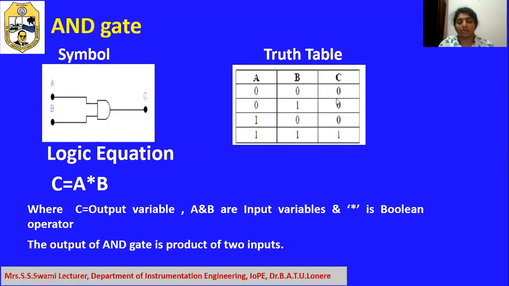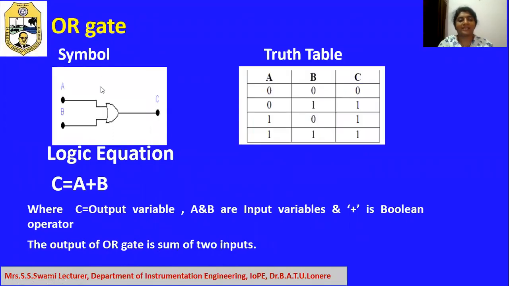Now in the truth table, when A is equal to 0 and B is equal to 0, output C is equal to 0, and when A is equal to 0, B is equal to 1, output is 0. When A is equal to 1, B is equal to 0, output is 0. When A is equal to 1, B is equal to 1, output is 1. In short, we say that when both the inputs are 1, output is 1. The output of AND gate is product of two inputs.